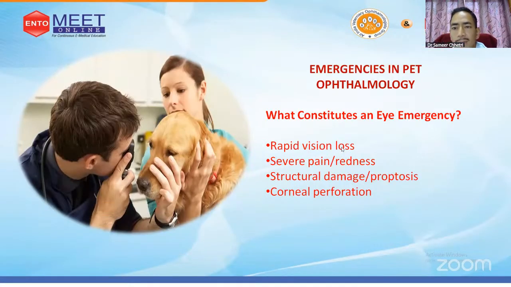So now coming to the emergencies in pet ophthalmology. What constitutes an eye emergency? Whenever there is rapid vision loss, severe pain, redness, structural damage, or corneal perforation, these require emergency care in pet ophthalmology.